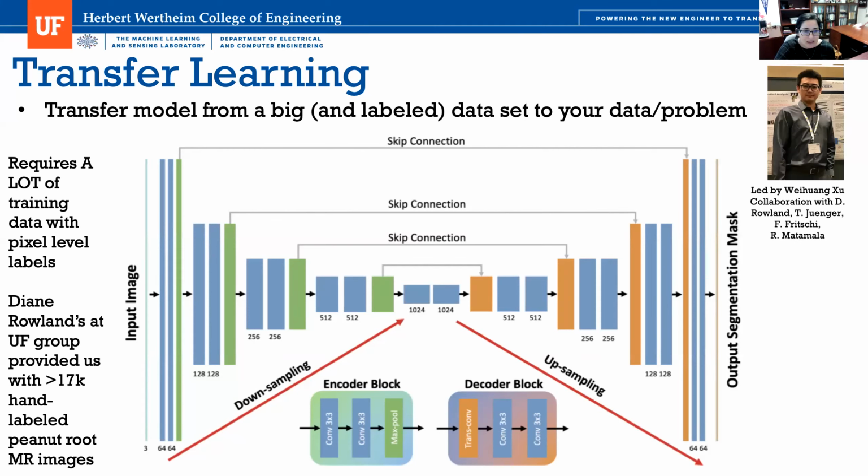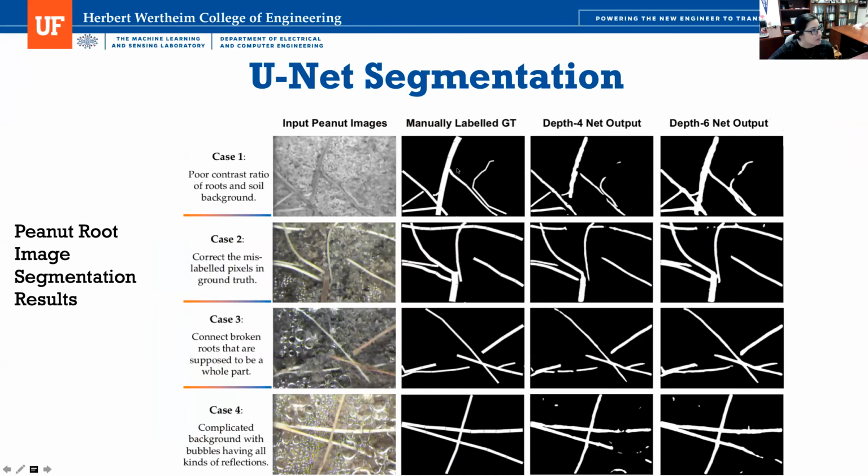If we train on it directly with the limited data set, we do poorly. But Diane Rowland's group, when she was here at UF, before she recently moved to the University of Maine, gave us over 17,000 hand-labeled peanut root images, where someone went and hand traced every individual root. We were able to train this architecture and then fine-tune it on our switchgrass data. Here are some examples of the peanut root mini Rhizotron imagery. This is the ground truth that was given to us by Diane Rowland's group, and this is the output of some of our U-Nets. So it does fairly well.